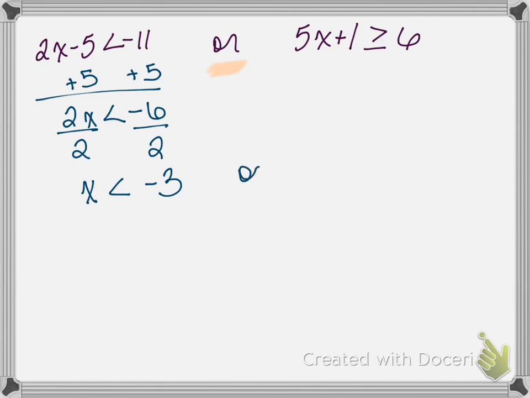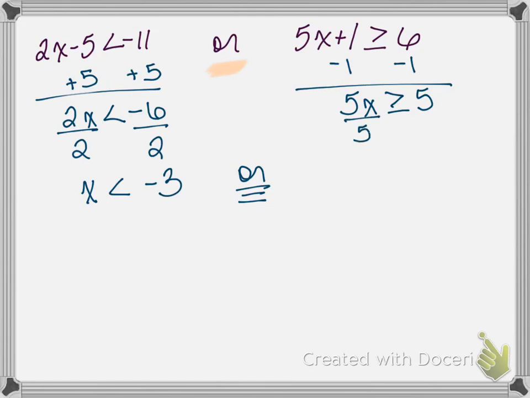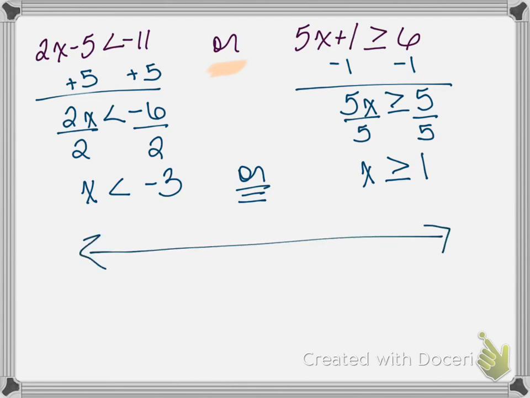Then I'm combining using the word or. I'm going to solve this one. I subtract 1 from both sides. I'm left with 5x is greater than or equal to 5. I divide both sides by 5. And I'm left with x is greater than or equal to 1. So here's my number line. Here's 0.